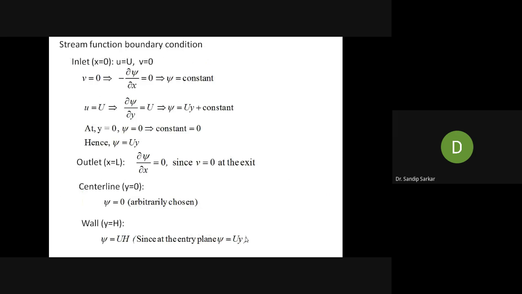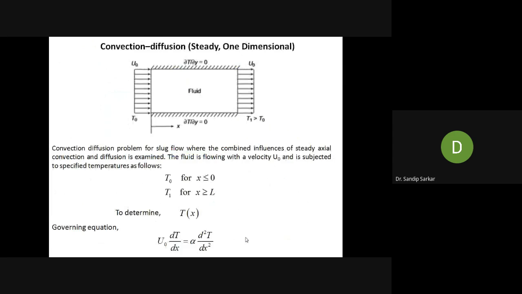So let us go back to our discussion of the convection diffusion problem. Let us consider a one-dimensional steady convection diffusion problem. Let us consider a particular slug type of flow. Slug flow means where velocity is very small and velocity is uniform. So there is no variation of velocity along the y direction.